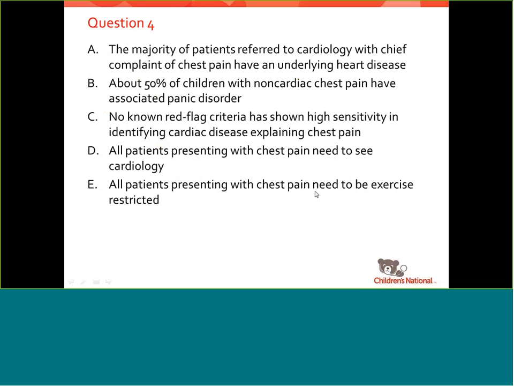A, the majority of patients referred to cardiology with a chief complaint of chest pain have an underlying heart disease. B, about 50% of children with non-cardiac chest pain have associated panic disorder. C, no known red flag criteria has shown high sensitivity in identifying cardiac disease explaining chest pain. D, all patients presenting with chest pain need to see cardiology. E, all patients presenting with chest pain need to be exercise restricted.